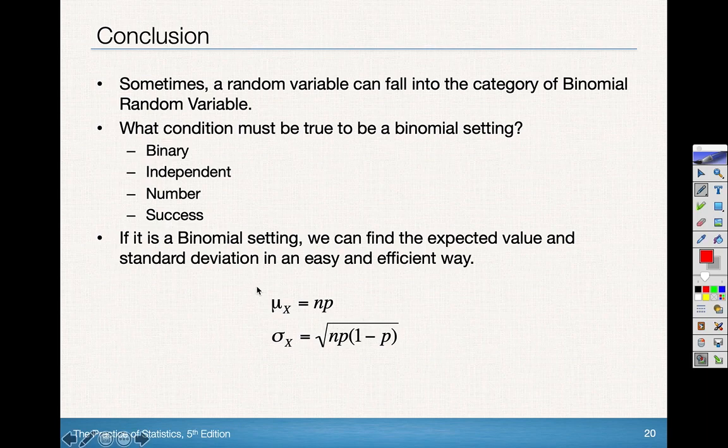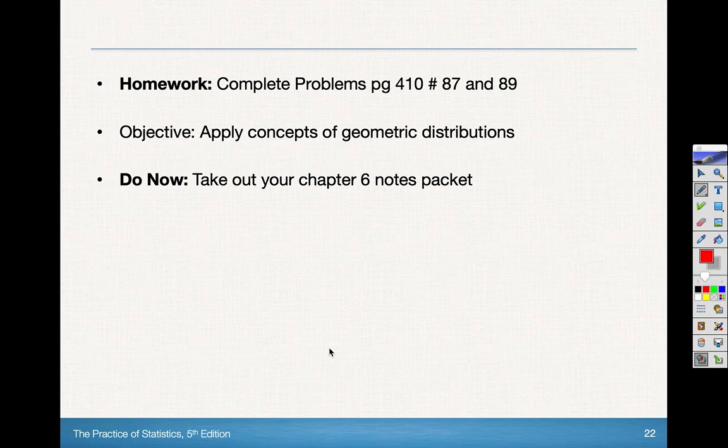What we gathered last class through the activity was that if it is a binomial setting, we can find the expected value and the standard deviation using abbreviated formulas. We found the expected value and the standard deviation in section 1 of this chapter for any discrete random variable, but it is much simplified for a binomial distribution because the probability is fixed, because the probability does not change. So we have our expected value, n times p, and our standard deviation, square root of n times p times 1 minus p.